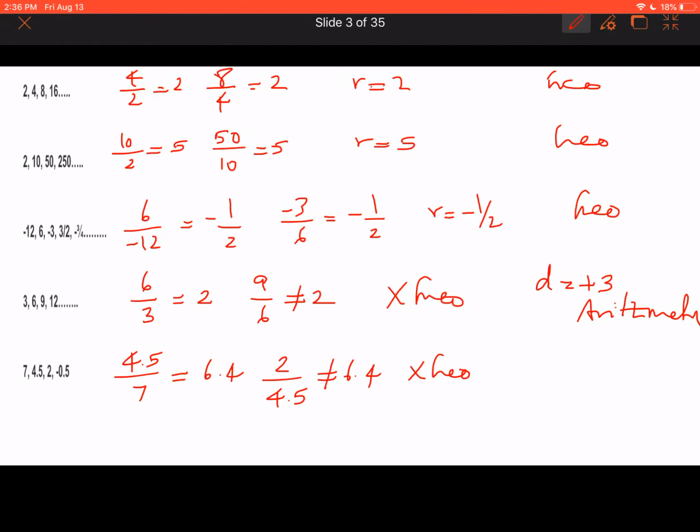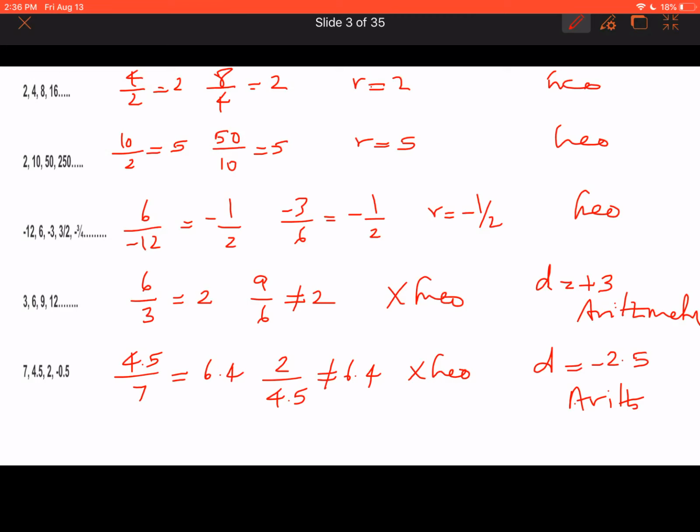Okay, and let's check with this 7 and 4.5. The difference is minus 2.5 and the difference between 2 and 4.5 also is minus 2.5. So the difference between the terms in this particular sequence is going to be the same, that is minus 2.5. So this is also an example for arithmetic sequence.